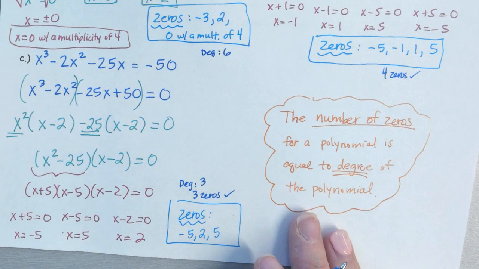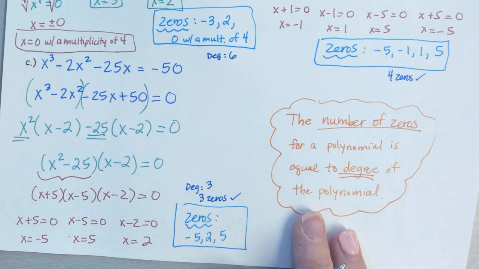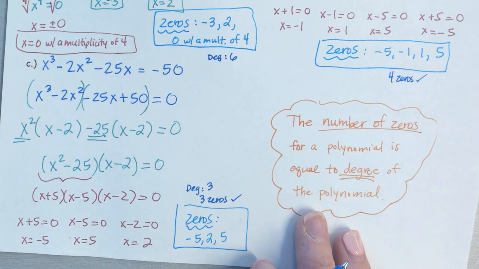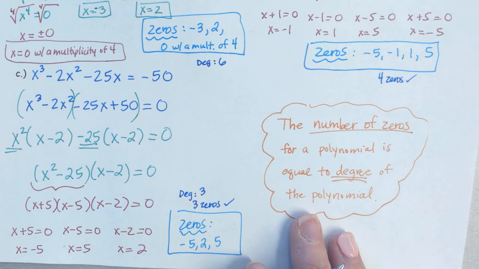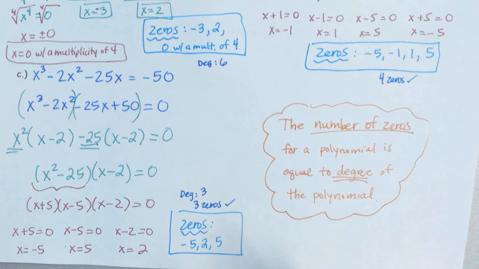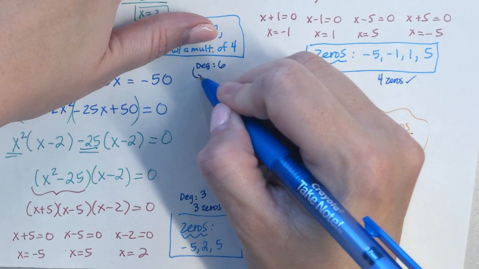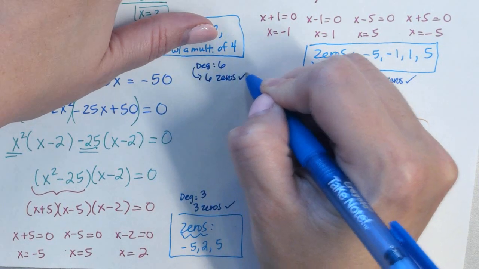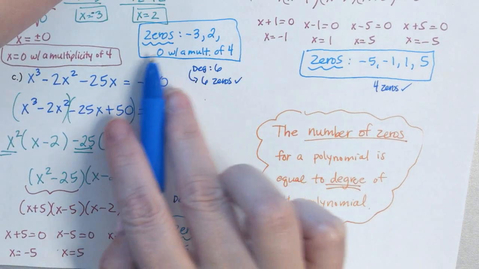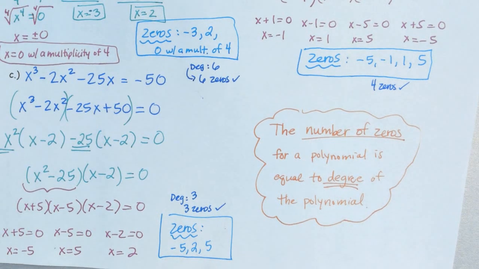Yes. Do you guys know why? Because of the multiplicity. So if the multiplicity is 4, that 0 counts 4 times. Okay, so there are 6 zeros there: 1, 2, and then this counts 4 times for a total of 6. So the multiplicity does factor into the total number of zeros.